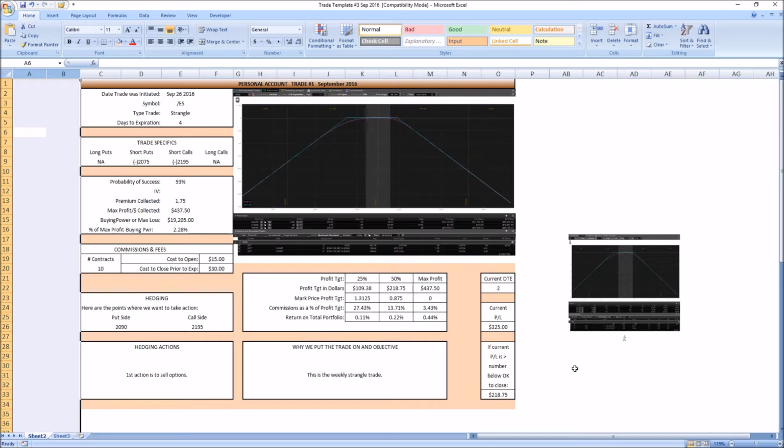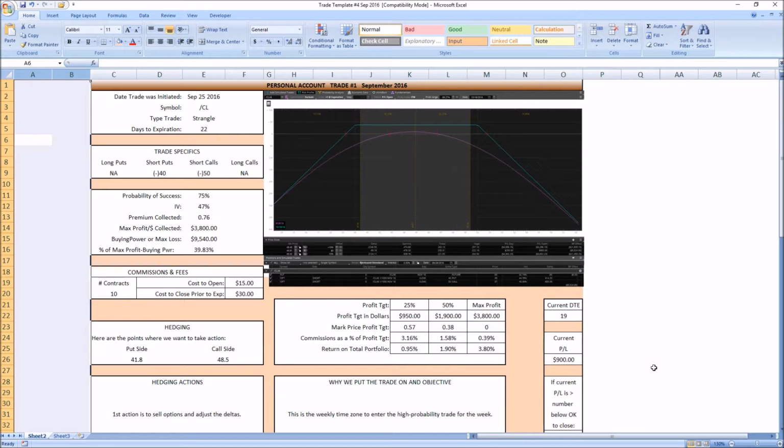Okay, the third trade we'll take a look at is in the personal account. It's the S&P 500 futures strangle, the weekly strangle. We put this one on Monday morning, September 26th. It had 4 days to expiration, and trade particulars are here. We have 2 days to expiration. Our P&L graph says we should have 218.75 in profits. We're up to 325. So everything is progressing right along in this trade. No actions required. You can see we have a really good looking graph here. So nothing to do here.